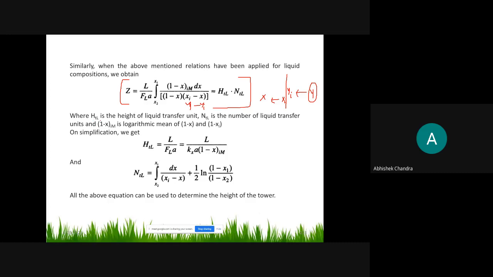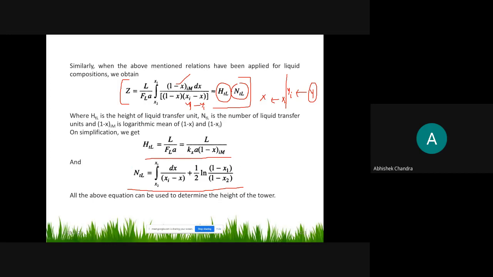Then here this L by kL represents the height of a liquid transfer unit, and this is the number of liquid transfer units. This is a logarithmic average. You can express this for other mass transfer coefficient terms also. And for NTL, if you write the arithmetic mean in place of the logarithmic mean, you will get this expression. So all these expressions are for the liquid case and the previous one is for the gas case.